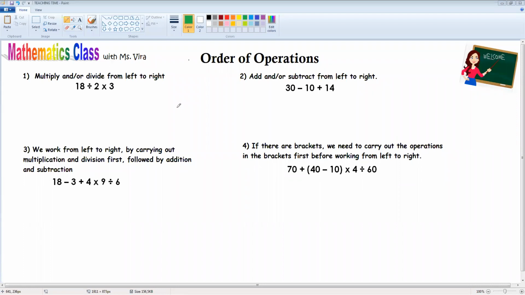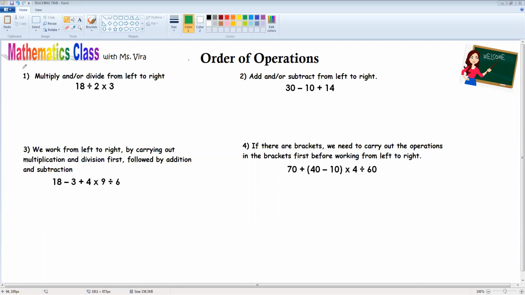Right now, I'm going to explain about order of operations in mathematics. Order of operations is important to solve mathematics problems. To ensure that we have the correct answer, we need to follow the rules.